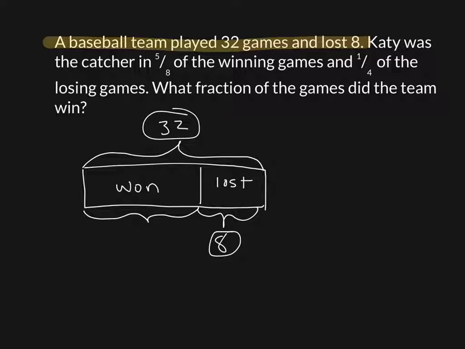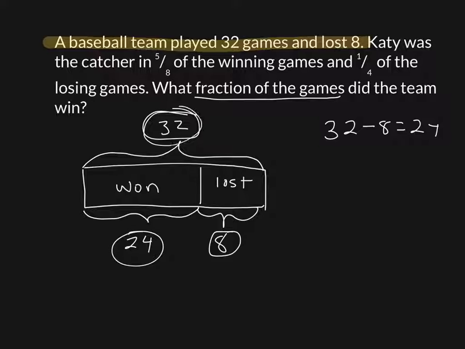And there's no ratio or proportion involved in this part, so it's straight ahead subtraction. So 32 minus 8, and that's going to equal 24. So I know that they won 24 games, but it says what fraction of the games. It does not say how many of the games, but what fraction of the games. So I need to turn this into a fraction. 24 out of 32. They won 24 out of 32 games, and that's written as 24 over 32.